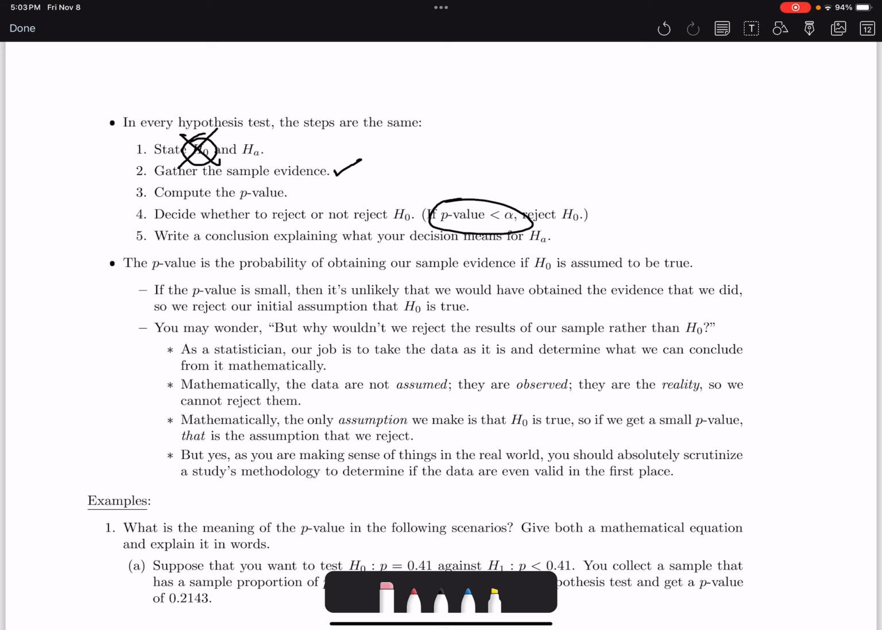And then finally, what we would do is write a conclusion explaining what our decision means for the alternative, okay? So the decision is about the null. The conclusion is about the alternative.